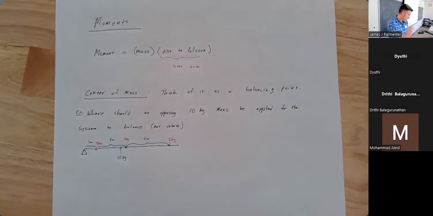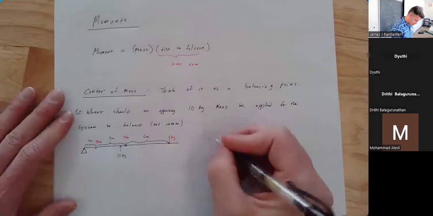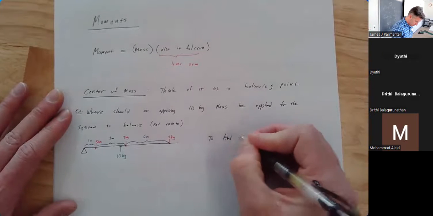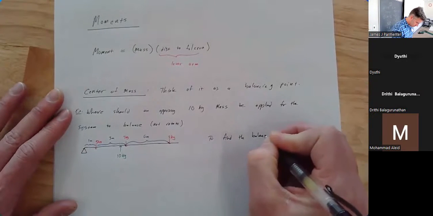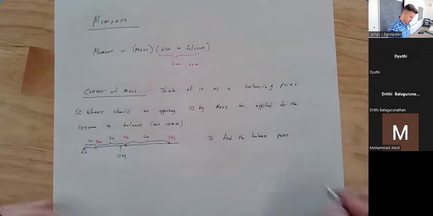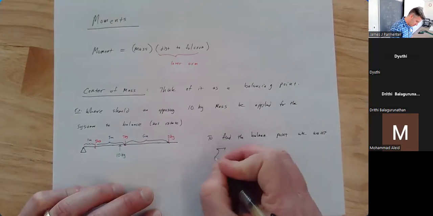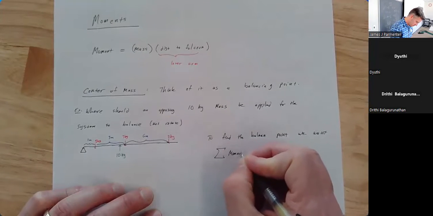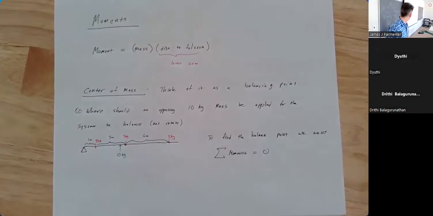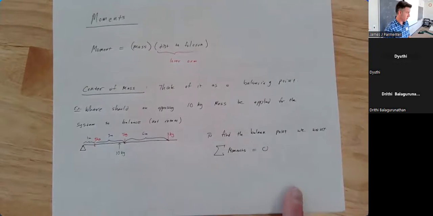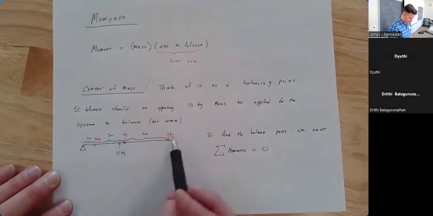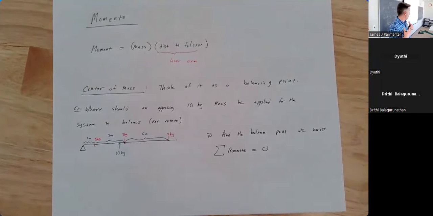So to balance this, to find the balance point, we want all the moments to add up to 0. We want the sum of the moments to equal 0. Which is not too hard to calculate. So again, very generically, moment is mass times distance from fulcrum. So I'm thinking of all of these red masses here as giving me a positive moment.